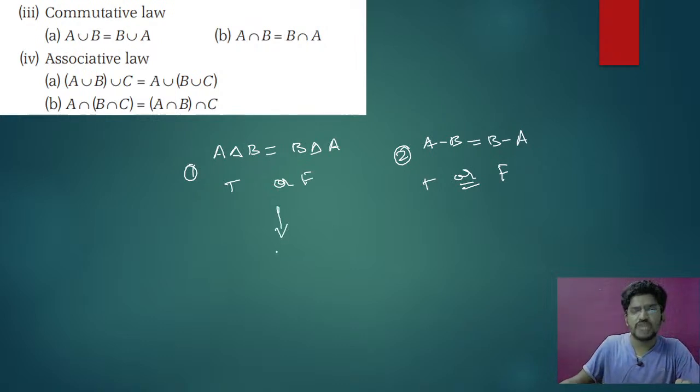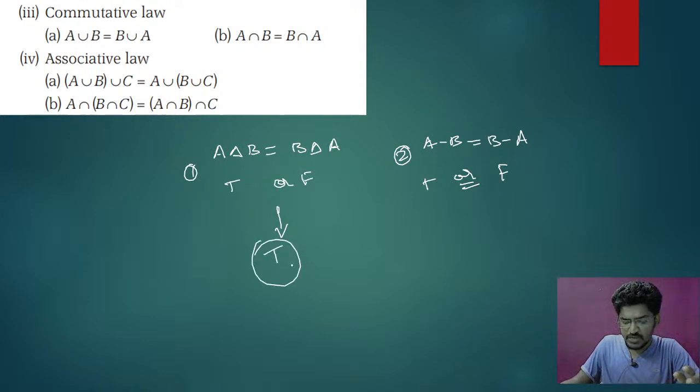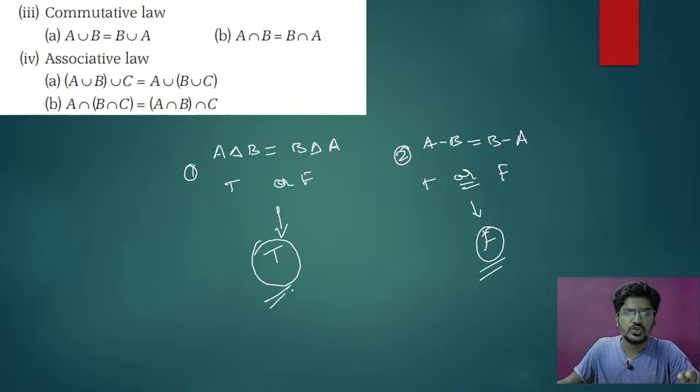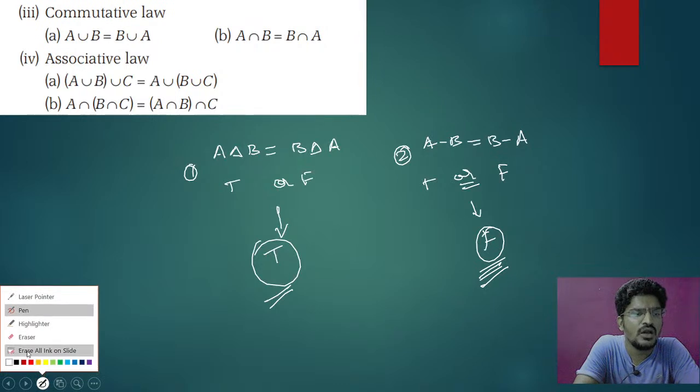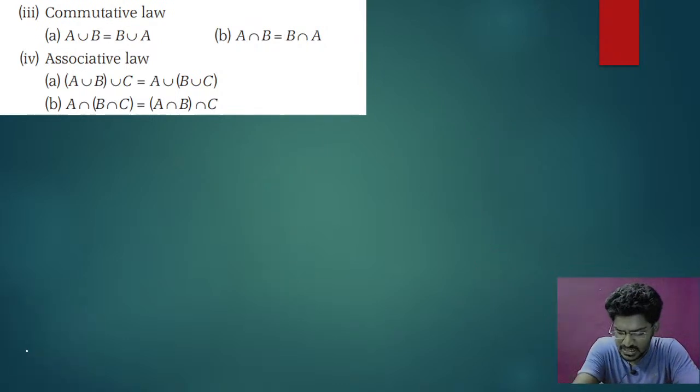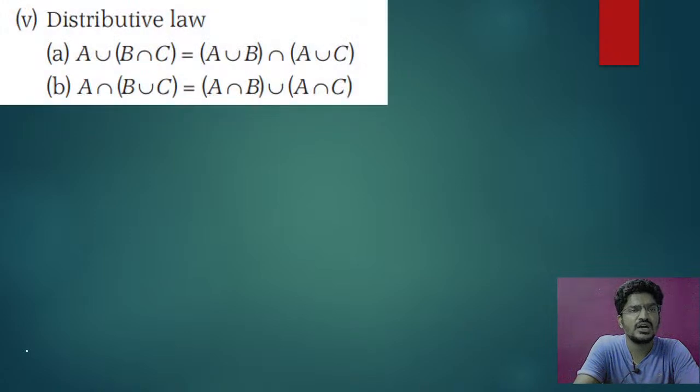So for the first question, the symmetric difference is commutative. So this is true. What about the difference between two sets? Is it true or false? This is false. Very good. First one is true. Second one is false. Very good. So I taught this in yesterday's class. So who all attended my yesterday's class, they can answer it. Otherwise, they can't answer.